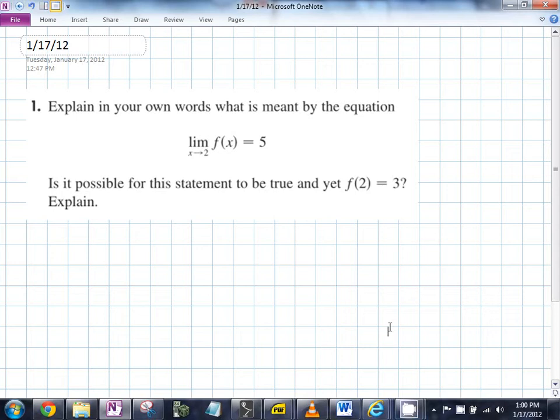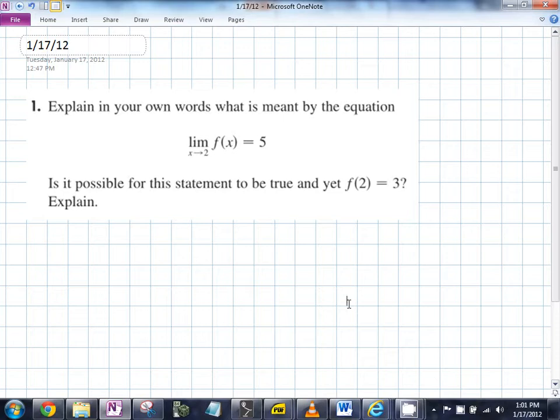Figure out how you would read that out loud. Can someone read that out loud to me? What does that statement say? Yes, the limit of f of x as x goes to 2 is 5. That's what it says out loud.